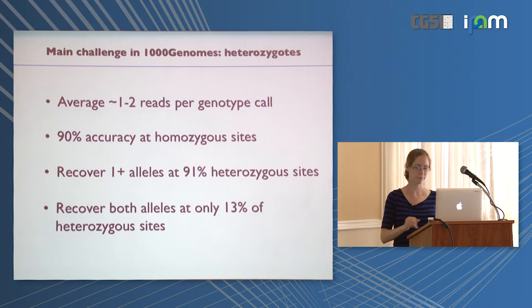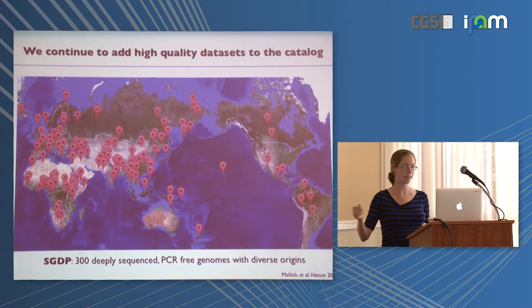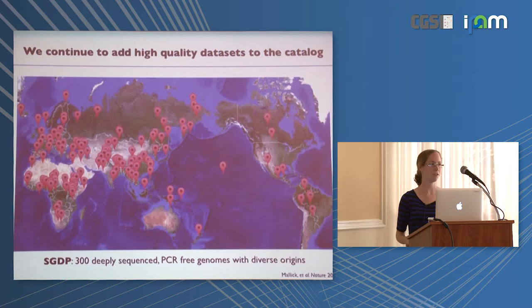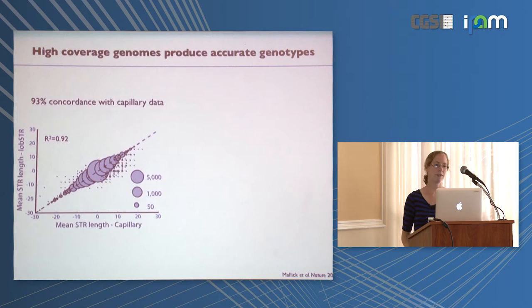Luckily, sequencing data sets are getting bigger and better, so now we've applied Lobster to many different data sets. This is an example from the Simons Genome Diversity Project, where we looked at 300 deeply sequenced PCR-free genomes with diverse origins from around the world. This catalog was recently published in September. But we found that the higher coverage data can do a lot better than the 1,000 genomes data was doing. So if we look at our concordance with the capillary data, now we're up to 93% concordance with the capillary data. If you go and apply HipSTR to this data, you can get that up to about 98%.